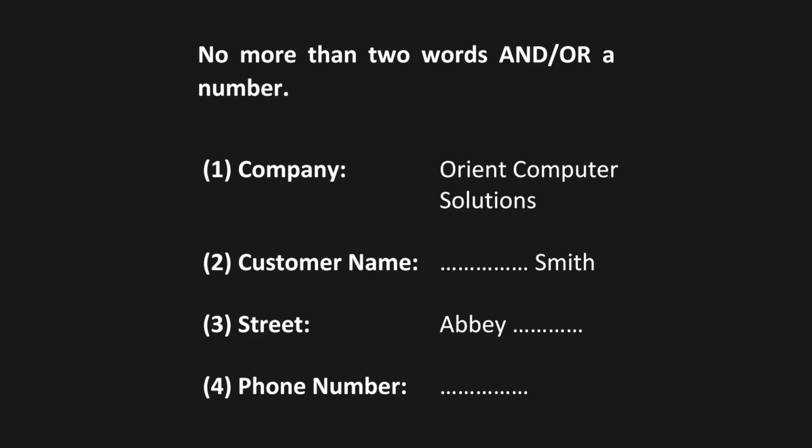Orient Computer Solutions. Hi, I'm Robert Smith. Hello, Rupert. Oh no, not Rupert. It's Robert. I'm sorry, Mr. Smith. Do you have an account with us? Yes, I do. Can you please tell me your street name? It's Abbey Rise. ABBEYRISE. And your phone number as well? 0521 256532. Thank you. Let me have a look.